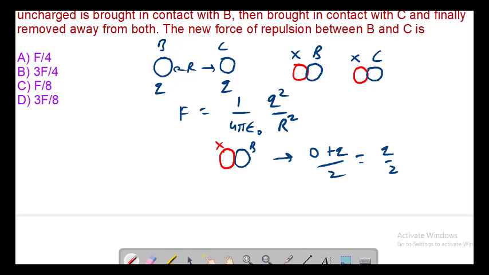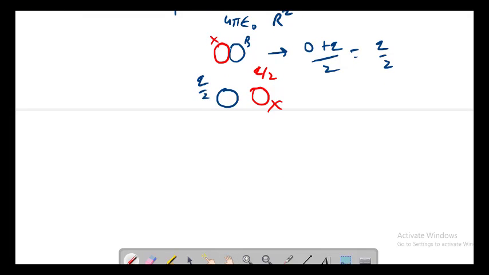Because of this, the charge on B is Q by 2 and X is also Q by 2. So X and B both acquire the same charge, Q by 2. Now next, we bring this conductor X in contact with C. Now this conductor X has already charged Q by 2, and we have conductor C having charge Q.